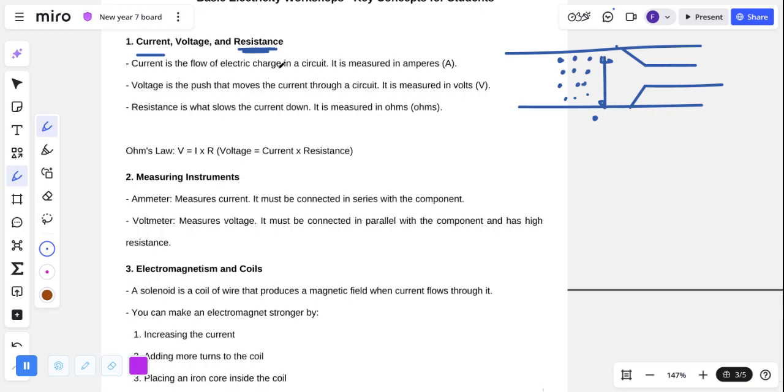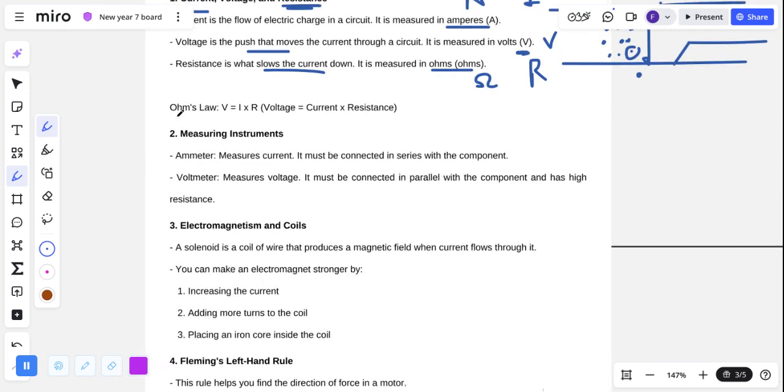So current is the flow of electric charge. Electric charge would be each one of these little soldiers. What you measure it in is amps, and its symbol is I. Voltage is the push that moves the current, how much energy they've got. Voltage is the easy one: the unit is volts, V, and the symbol is V. So that's quite nice. Resistance is what slows the current down. It is measured in ohms, the funny symbol, and the symbol is R.